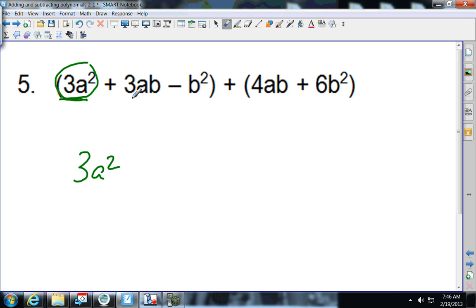Now, the next term I have is a 3ab. Do we have another ab? We sure do. And that's a positive 4ab. Well, what's 3 plus 4? 7. So plus 7ab. The last one that I see in here is a negative b squared. Do we have a b squared anywhere? Yeah, we got positive 6b squared. Well, this is the same as negative 1. What's negative 1 plus 6?